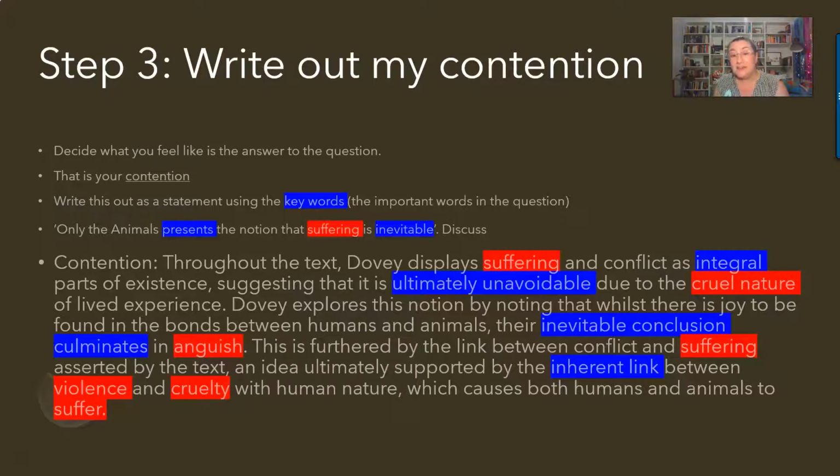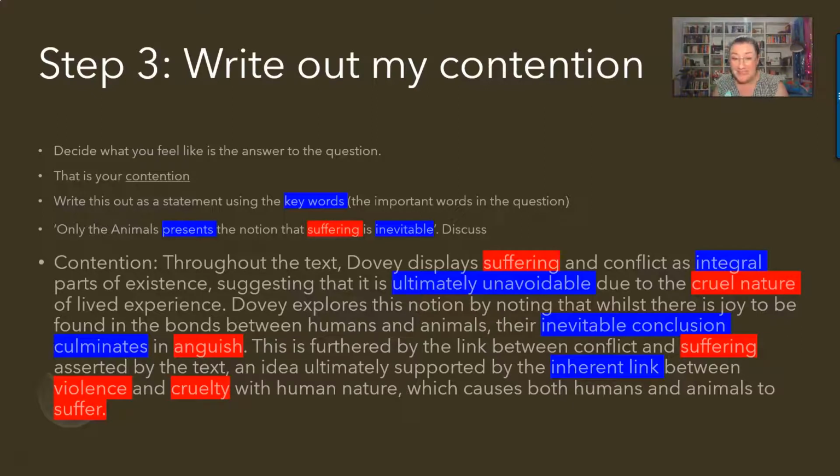This is furthered by the link between conflict and suffering, asserted by the text, an idea ultimately supported by the inherent link between violence and cruelty with human nature, which causes both humans and animals to suffer. Okay, so mine's a little wordy, but let's break down basically what I'm saying.